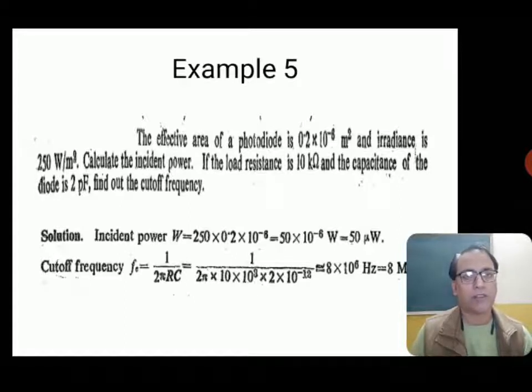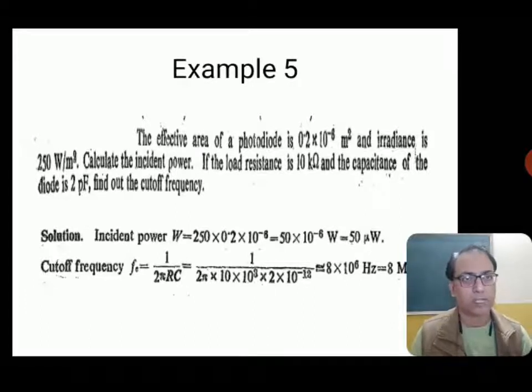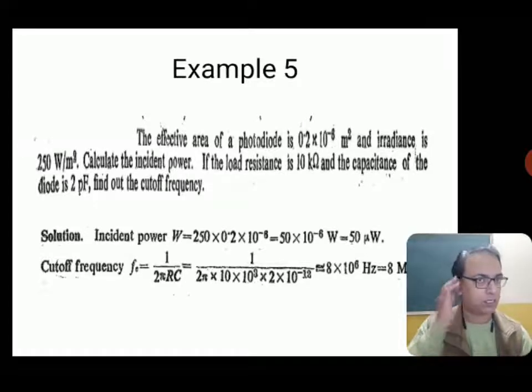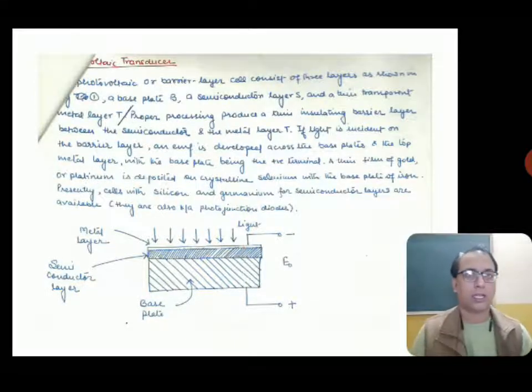The cutoff frequency f0 is equal to 1 by 2 pi RC. We simply calculate that by putting the values of R and C. The value of R is given as 10 into 10 to the power 3, that is 10 kilo ohm, and C is 2 picofarad, that is 2 into 10 to the minus 12. After calculating, you get 8 megahertz. So this is how the incident power and the cutoff frequency are calculated for a photodiode. Let us see the next transducer, that is the photovoltaic transducer.